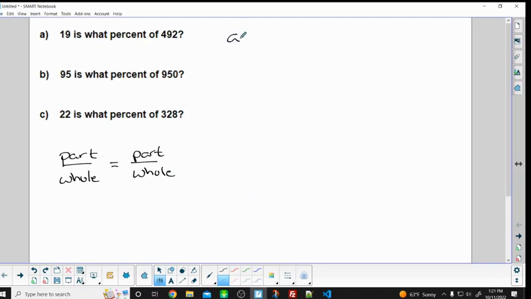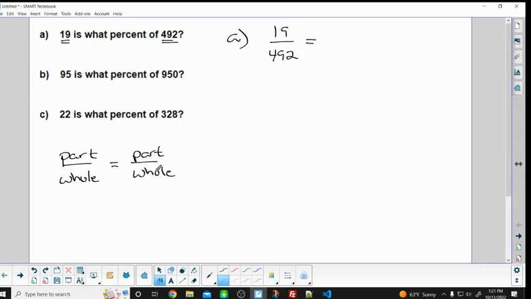So we're going to do A up here, and we have 19 is what percent of 492. So the first ratio right here, part over whole, that I'm going to set up is in our problem. So 19 is the part, 492 is the whole. So I'm going to put the part, 19, over the whole, which is 492.